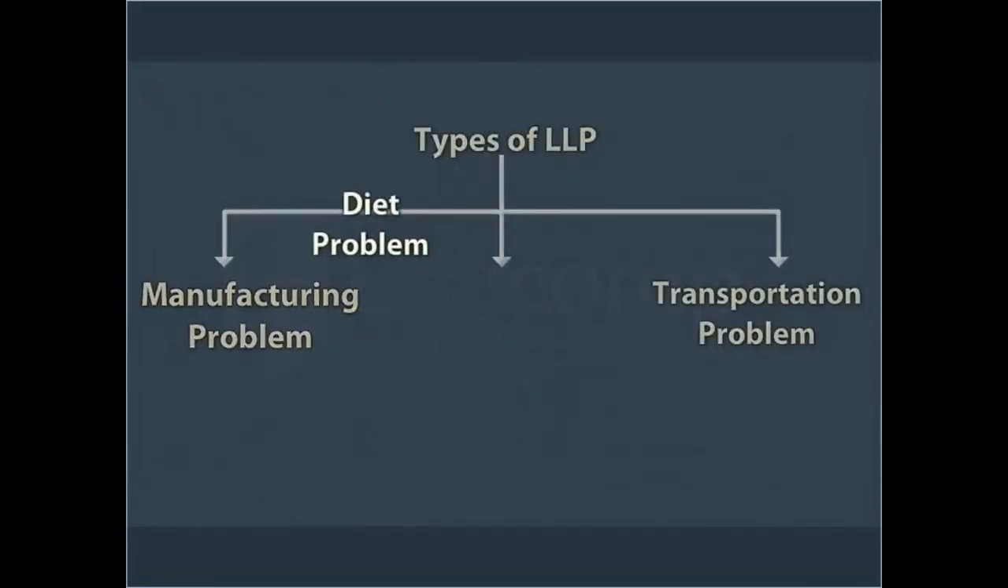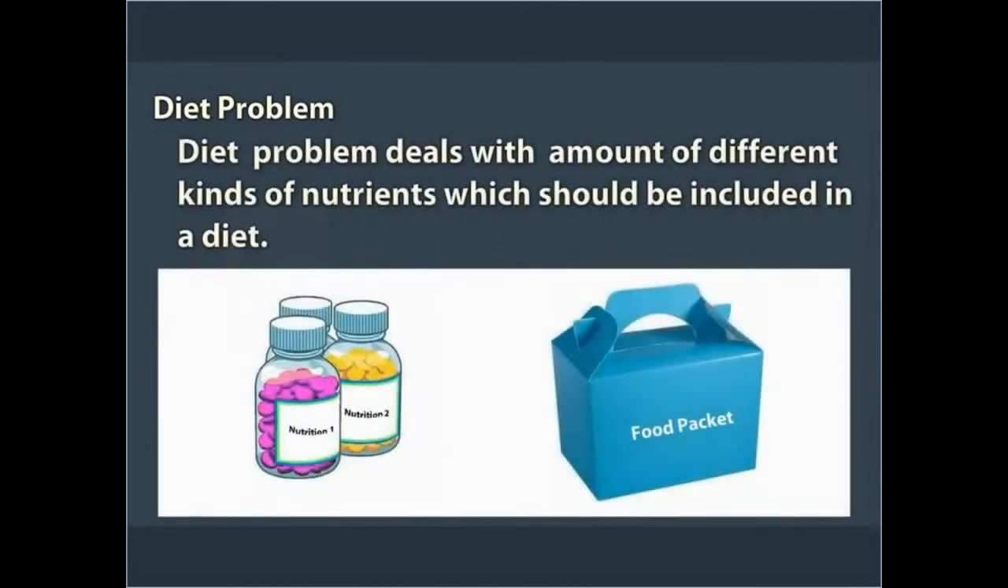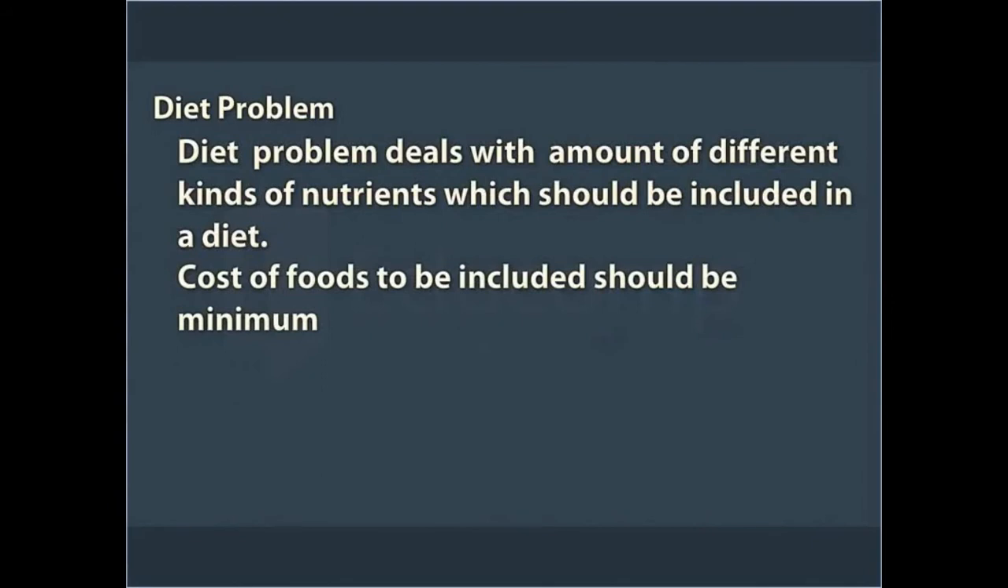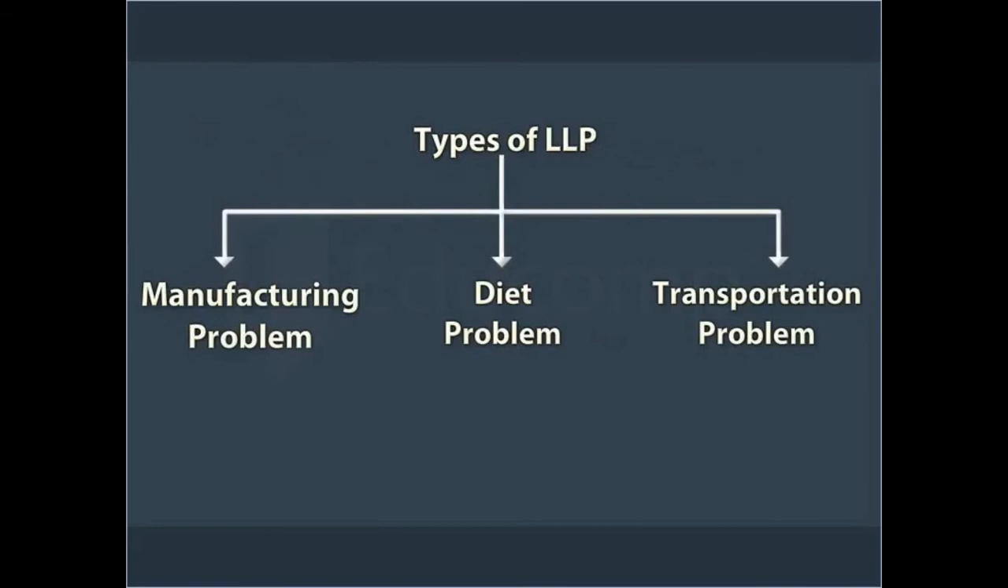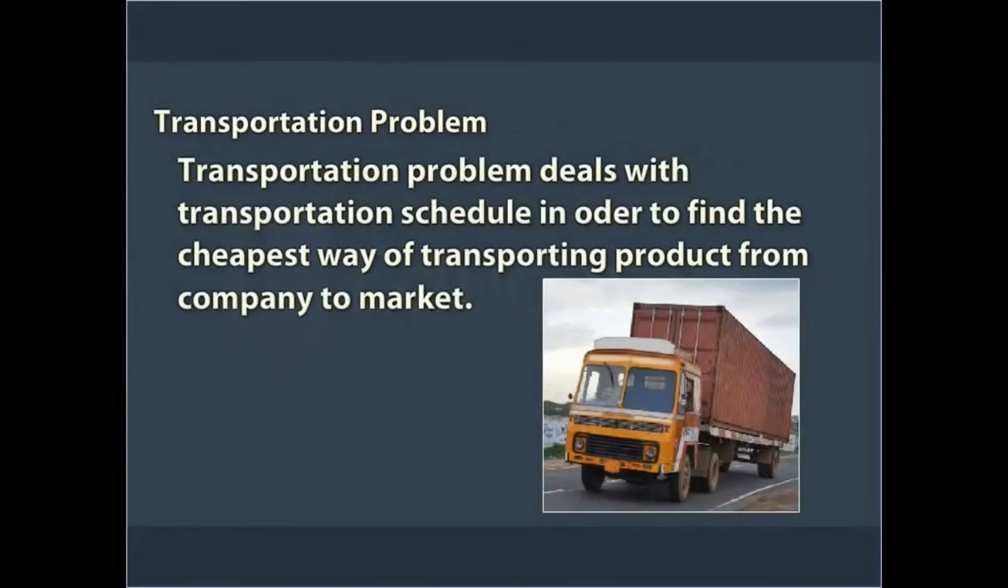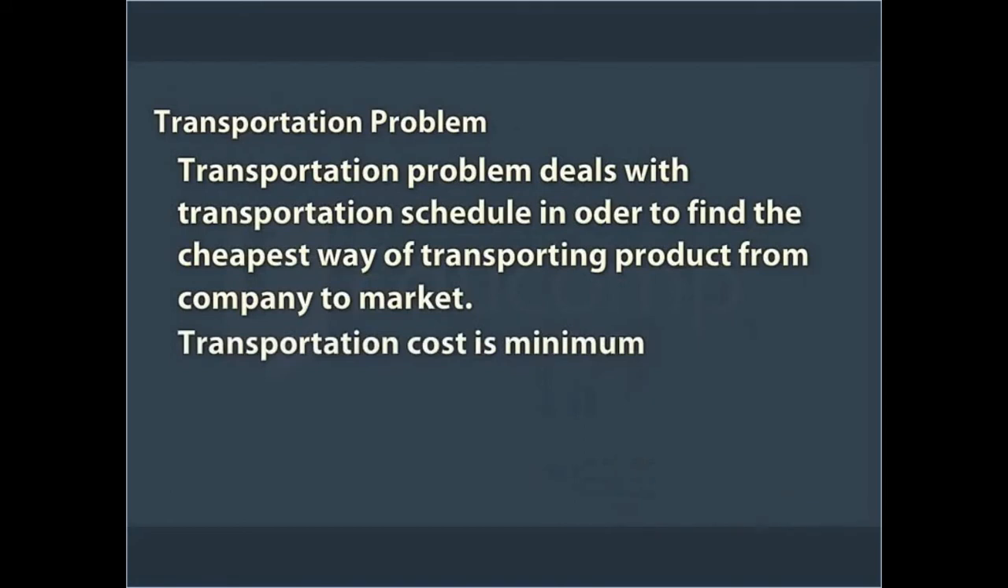A diet problem deals with the amount of different kinds of nutrients which should be included in a diet, and minimizes the cost of foods to be included in the diet. A transportation problem deals with a transportation schedule in order to find the cheapest way of transporting products from a company to the market and minimize the transportation cost.